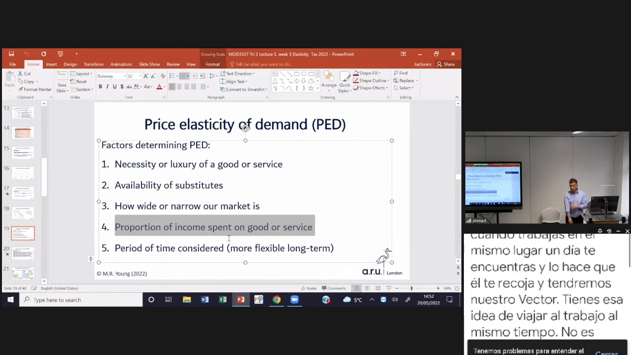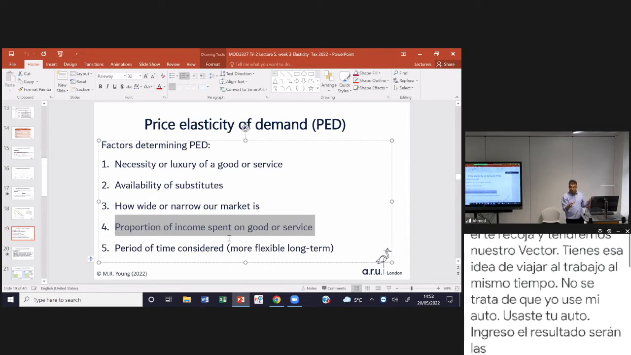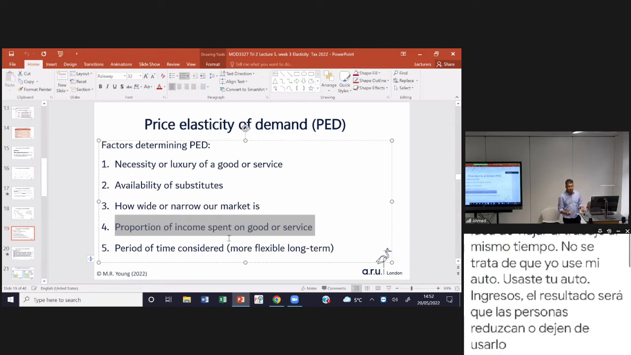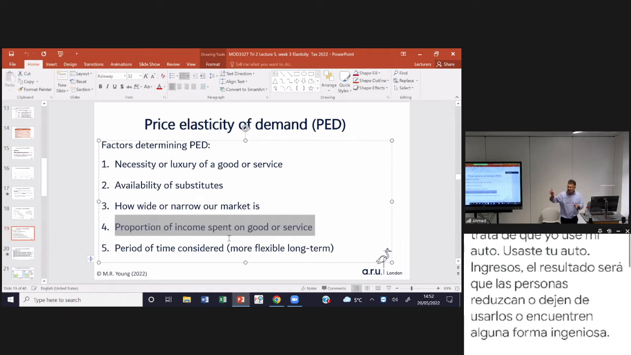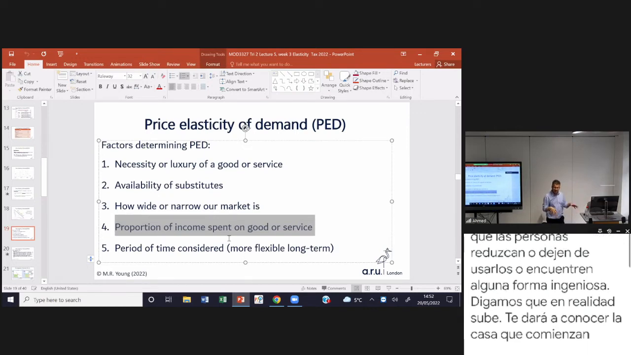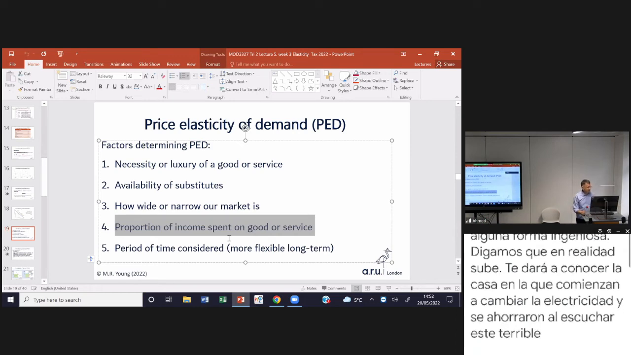If you're spending a high proportion of your income, the result will be that people will either cut back or stop using it or find some ingenious way. Let's say your electricity bill goes up. You know what people do in the house? They start switching off the electricity and start trying to save here and there. That's how that goes.